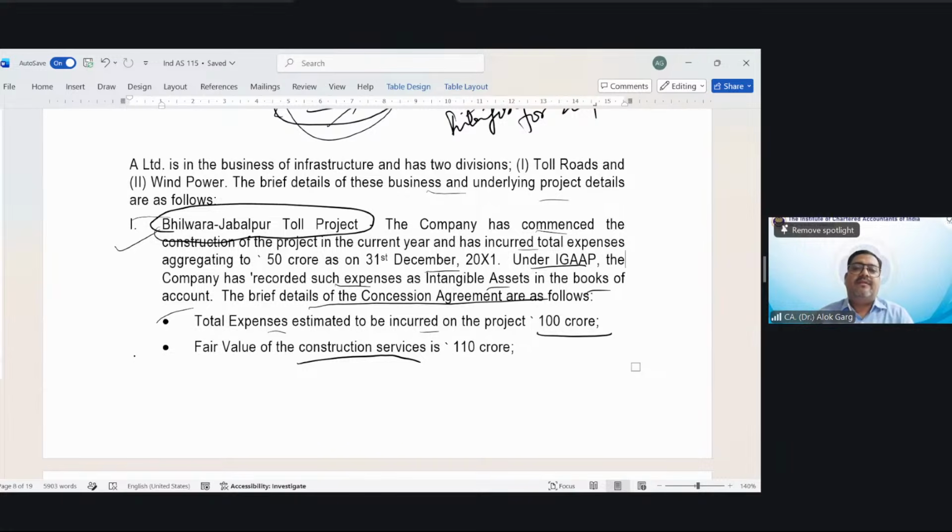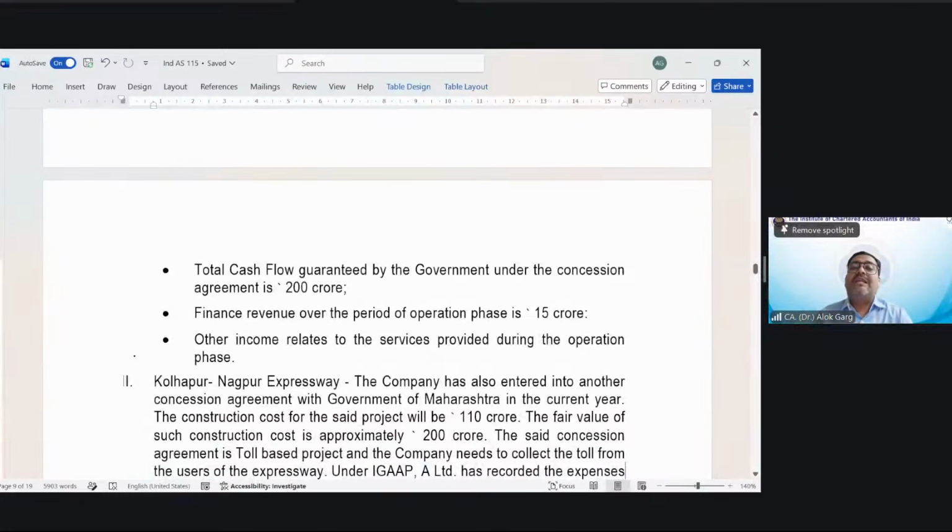Then moving further, total cash flow guaranteed by the government under the concession agreement is 200 crore. Total cash flow guaranteed by the government under the concession agreement is how much? Is 200 crore. Sorry, my dear friends, just one correction.